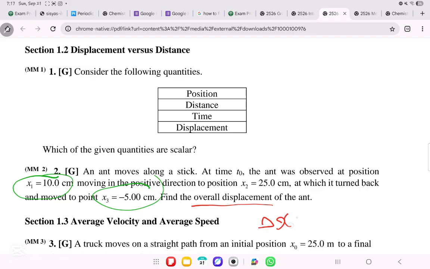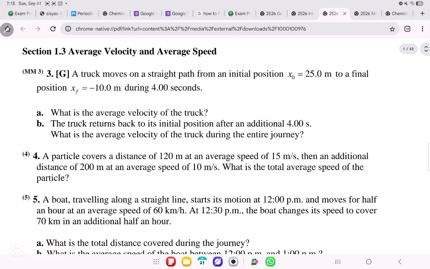It's delta x, which is x final minus x initial. So it's going to be -5 minus 10. So what's it going to be? It's going to be -15 centimeters. So we'll move on to section 1.3. Now we move on to question number 3.